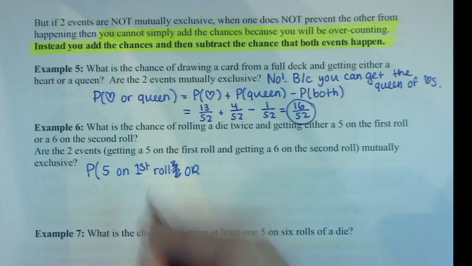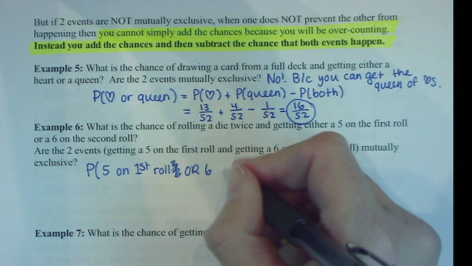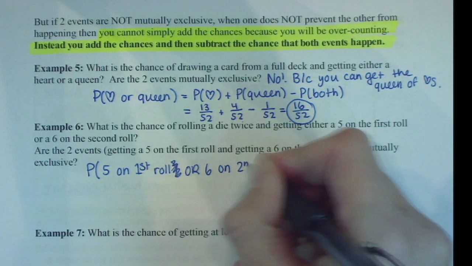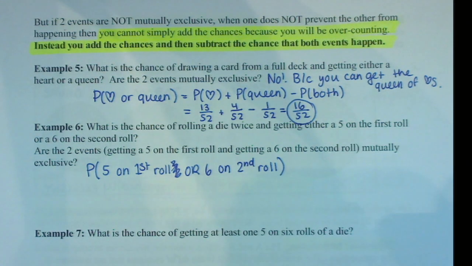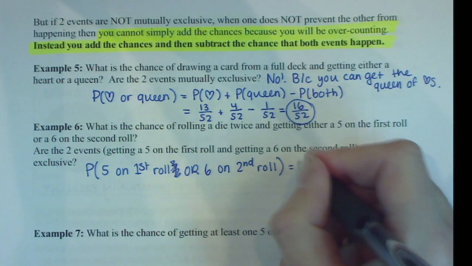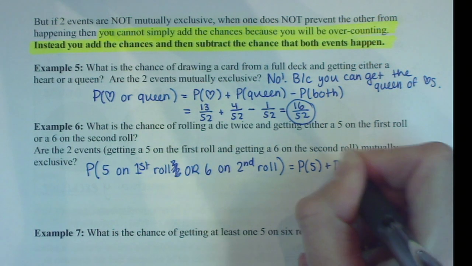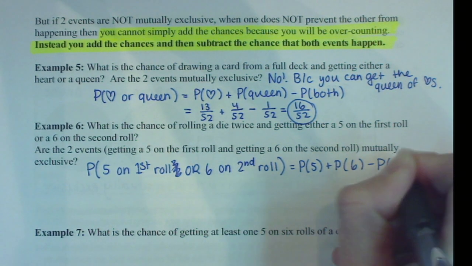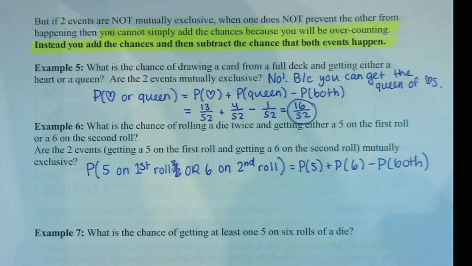Or getting a 6 on the second roll. So I would say this is just the probability of getting a 5 on the first roll plus the probability of getting a 6 on the second roll, and then minus the probability of both. So if we think about this, we're rolling the die twice. So the question is, can you get a 5 on the first roll and a 6 on the second roll? Yeah, that seems legitimate. We could definitely do that.